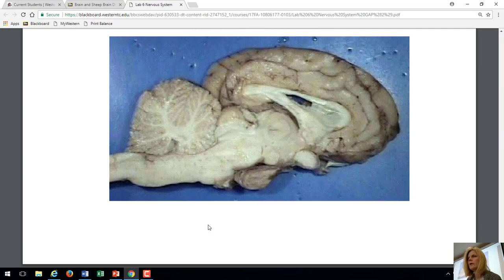Okay, so I will have a video of the sheep brain dissection, and we'll do it here in class right now as well.